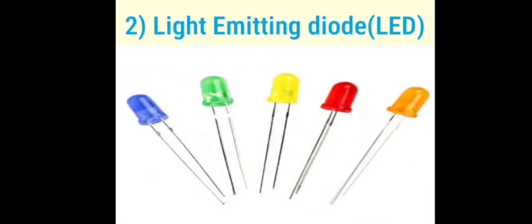Next concept is about LEDs, light emitting diodes. A light emitting diode is a specially made forward biased p-n junction diode which emits visible light when energized. See, an LED is nothing but a forward biased diode. Once this diode gets energized, it emits visible light, and that is called a light emitting diode or LED.